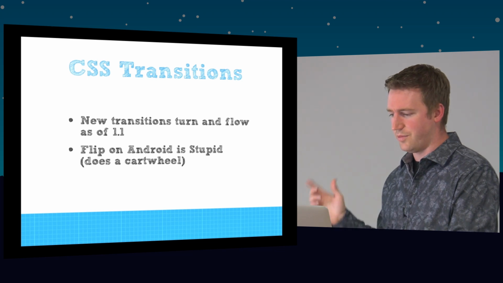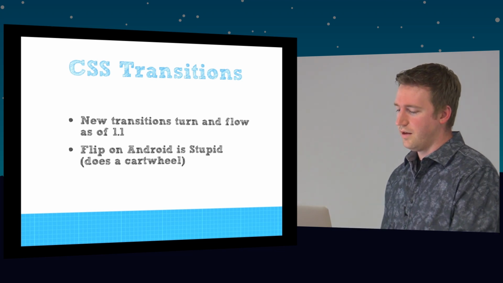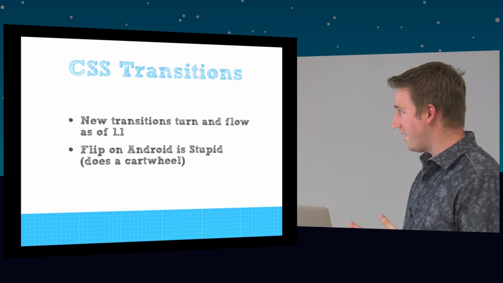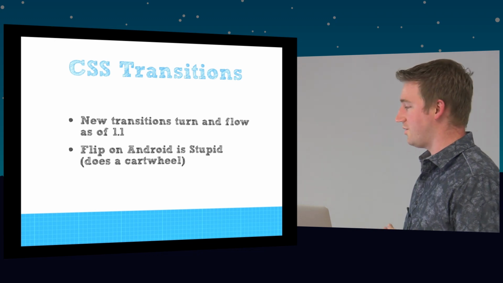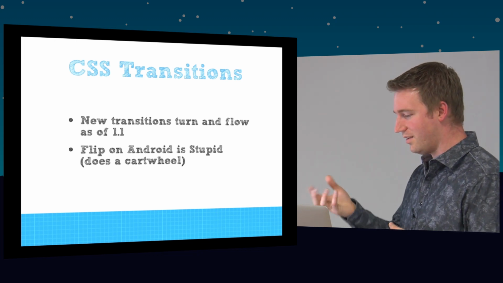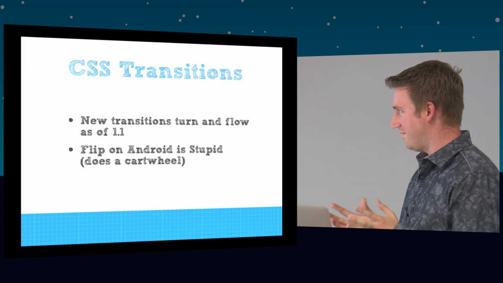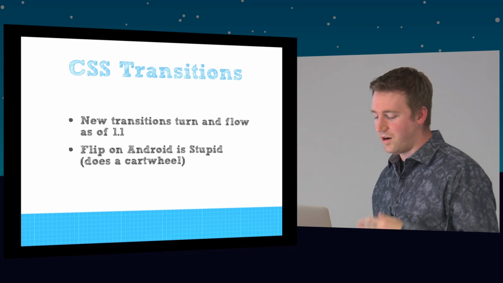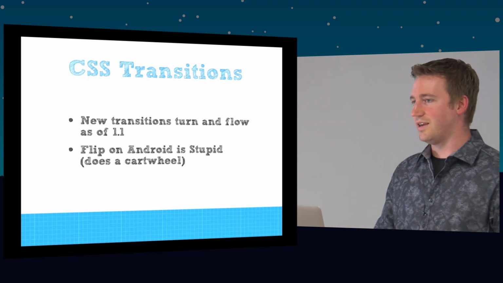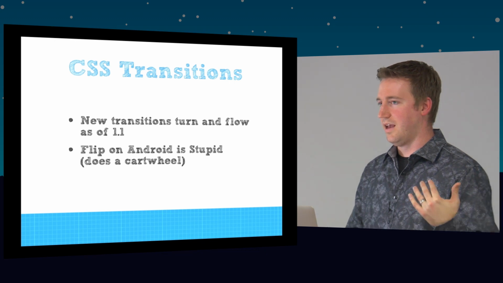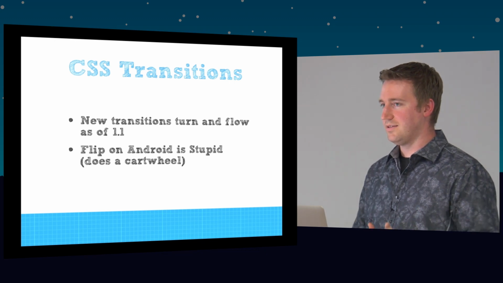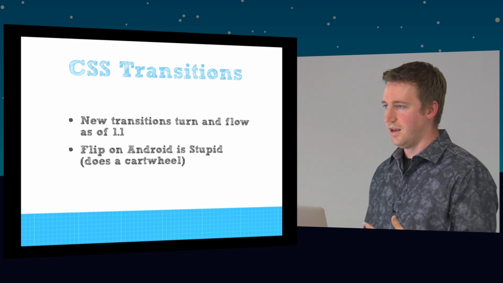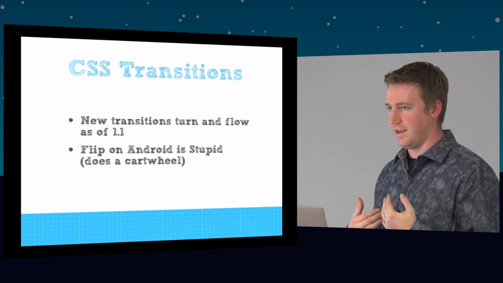I didn't show turn, but I showed flow. But there's those new transitions. The Android flip transition is totally terrible. It does a cartwheel, and who wants their page to do a cartwheel? But what jQuery Mobile does now with transitions is it asks, does this device support hardware acceleration? If it does, it gives it the full transition. And if it doesn't, it'll actually fall back to fade.